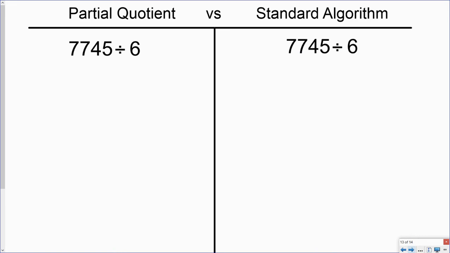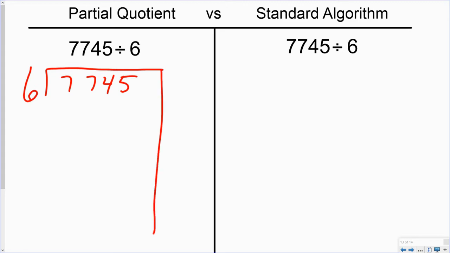Let's take a look at this problem. So again, set it up the same way. We've got our 6 out here, 7,745. So bring my line down, and then we can go in there about 1,000 times. So that gives me 6,000.